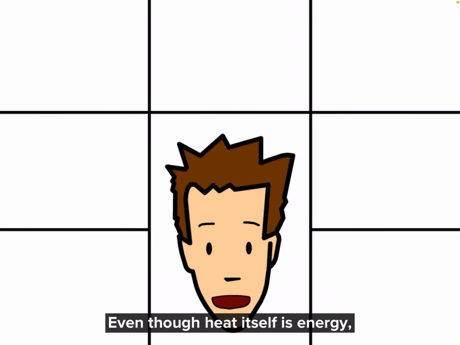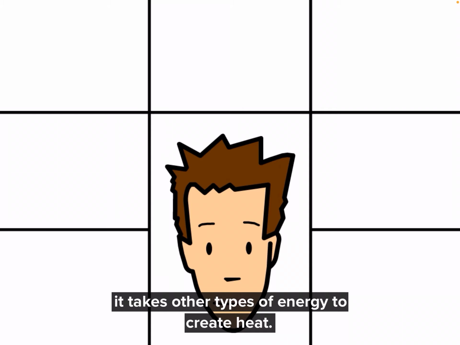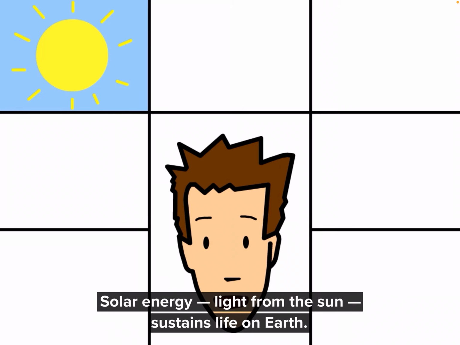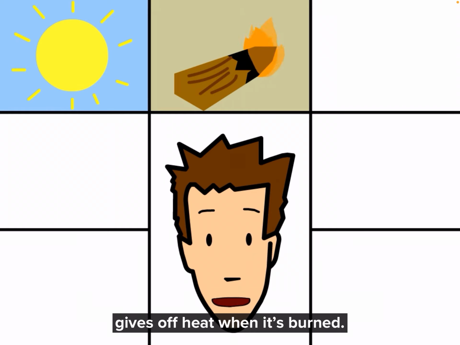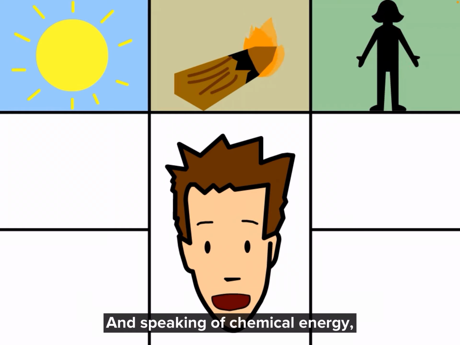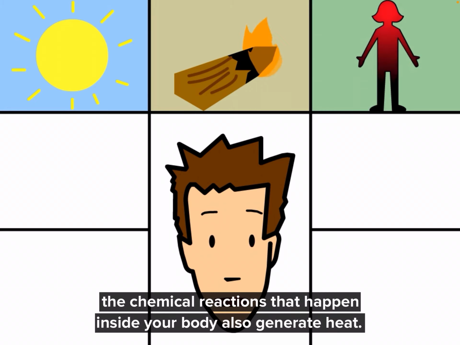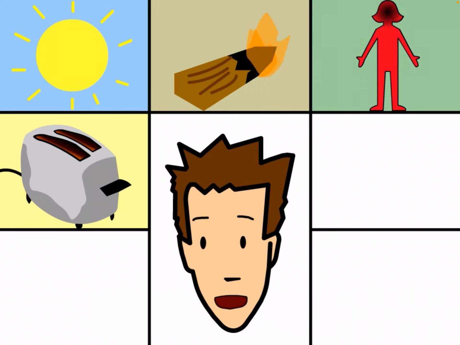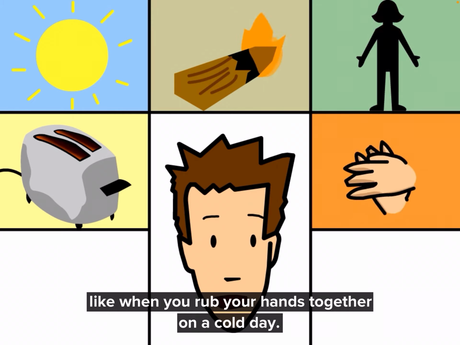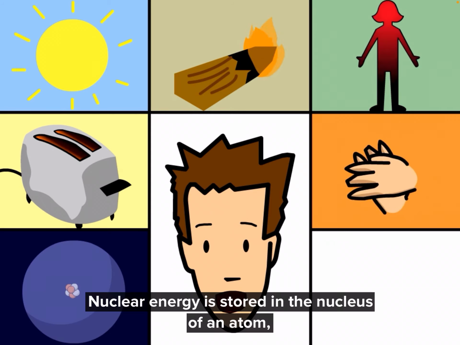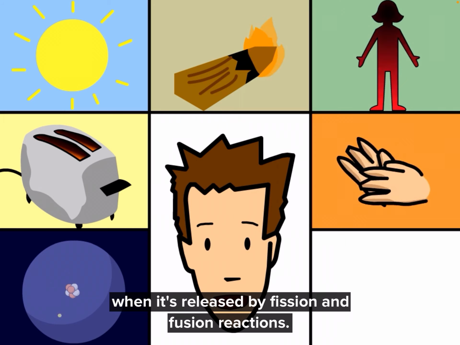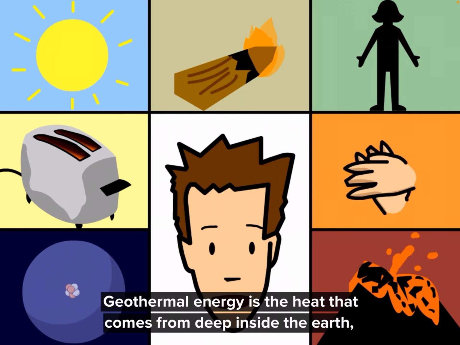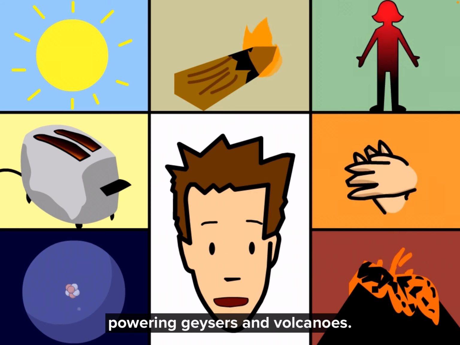Even though heat itself is energy, it takes other types of energy to create heat. Solar energy, light from the sun, sustains life on Earth. The chemical energy stored inside wood and gas gives off heat when it's burned. And speaking of chemical energy, the chemical reactions that happen inside your body also generate heat. Electricity heats up the metal wires in a toaster. Friction makes heat too, like when you rub your hands together on a cold day. Nuclear energy is stored in the nucleus of an atom, and it creates lots of heat when it's released by fission and fusion reactions. Geothermal energy is the heat that comes from deep inside the earth, powering geysers and volcanoes.